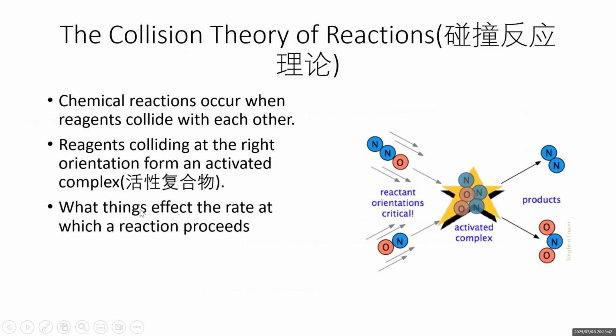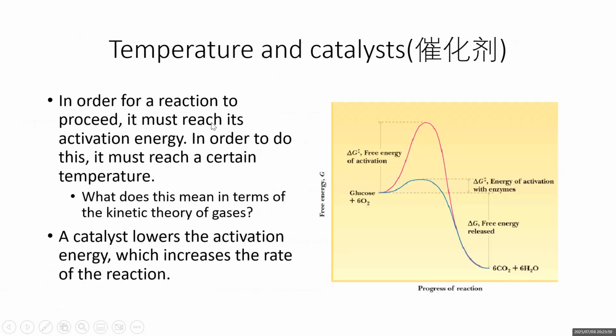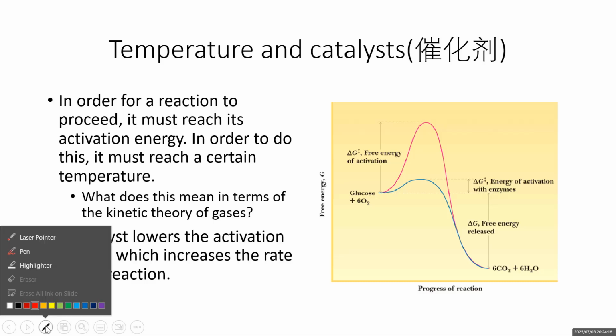What things affect the rate at which the reaction proceeds? What affects how fast the reaction goes? Let's talk about some things just to get them over with: temperature and catalysts. All chemical reactions require an activation energy to get started. A simple example is striking a match. The friction between the match and the surface when you strike it creates enough energy to get the match burning. A catalyst lowers that activation energy. The lower activation energy means the reaction can proceed more quickly.